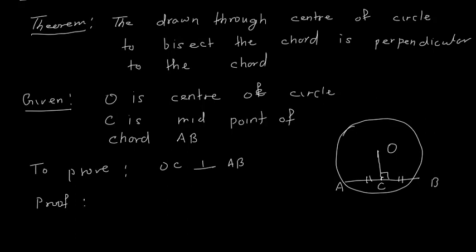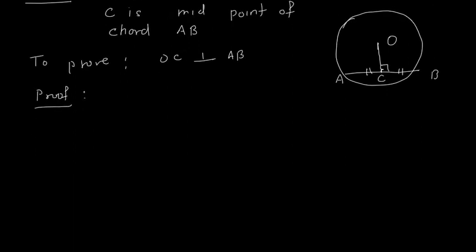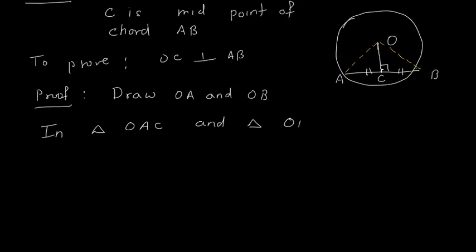And let us see the proof. Now here again I will join OA. So draw OA and OB. So we'll draw this OA and we draw this OB. Now again we consider two triangles. In triangle OAC and triangle OBC, okay, now you tell me what criteria we can use here.